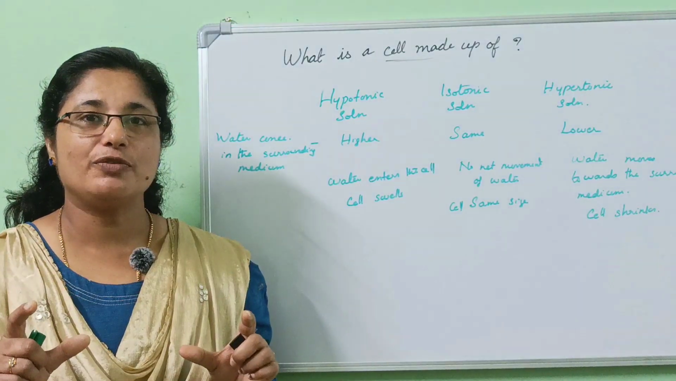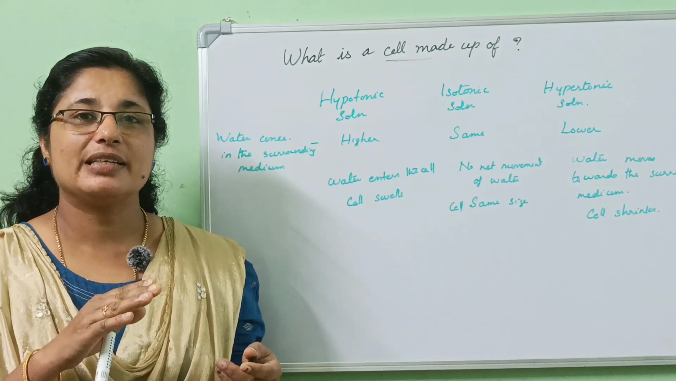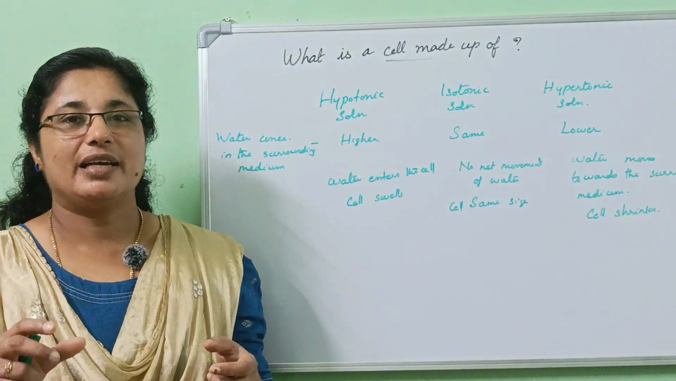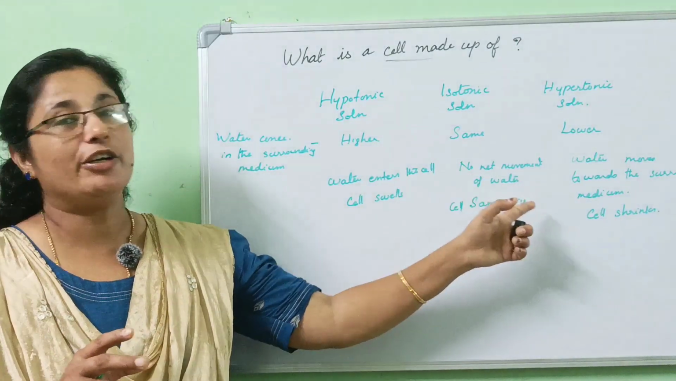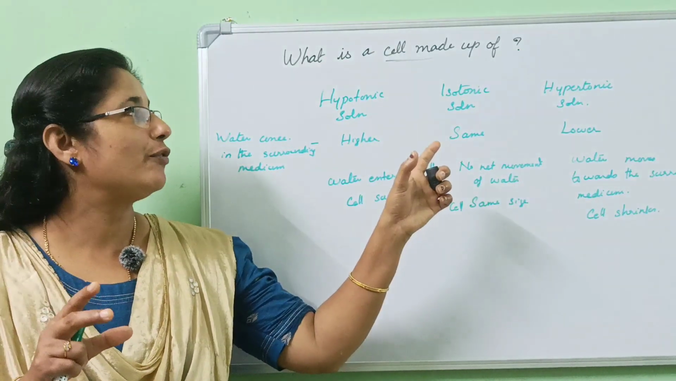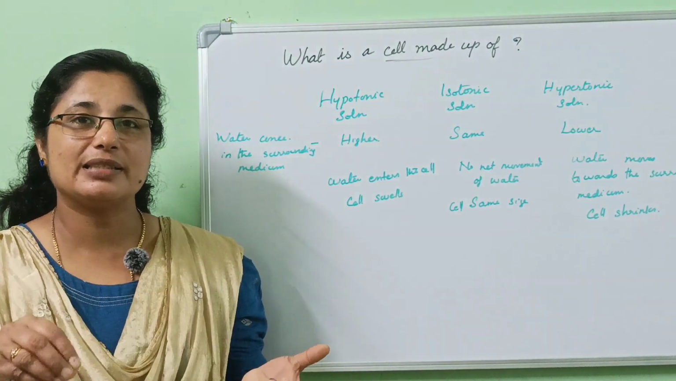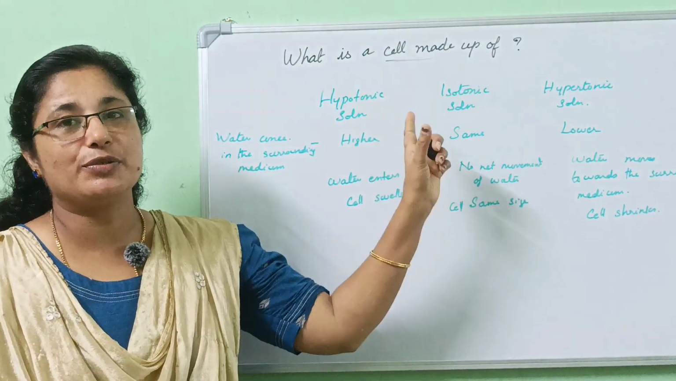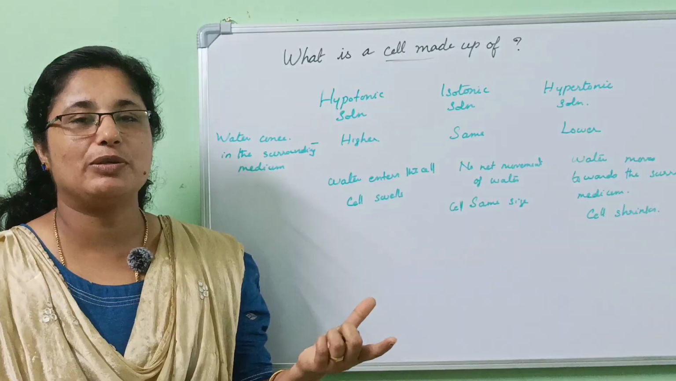When the concentration of water inside the cell and in the surrounding medium is equal, the water moves in and out equally. As a result, there is no net movement of water, because the concentration of water in the surrounding medium and inside the cell are the same. Such a solution is called an isotonic solution.